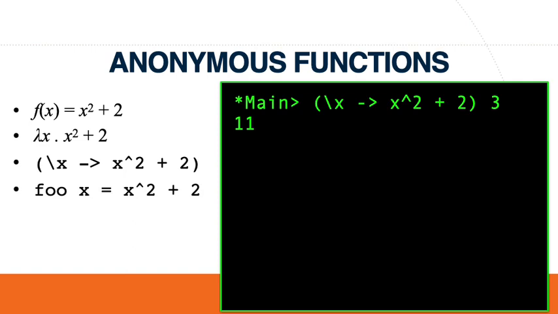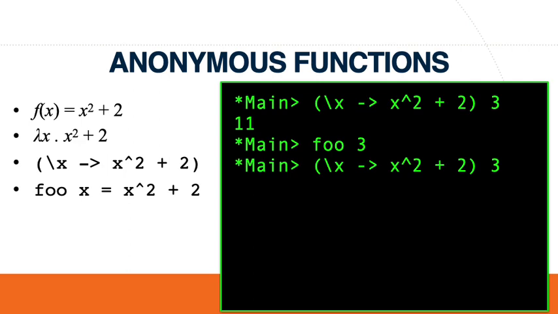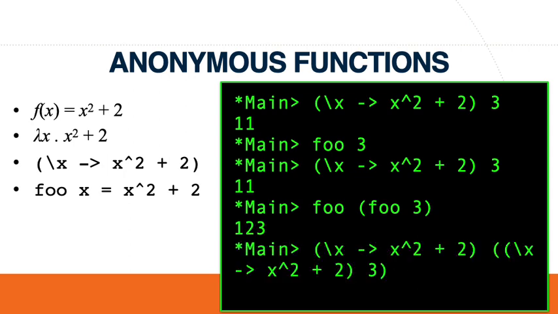When we name a function in Haskell, such as giving this function the name foo, we're still using anonymous functions. A call to foo of 3 is actually a call to the anonymous function. We then apply the anonymous function to 3 and get 11. A call of foo of foo of 3 is going to be replacing both foos with an anonymous function to get 123. The first foo gets us 11. The second foo then takes 11, squares it, and adds 2 to get 123.